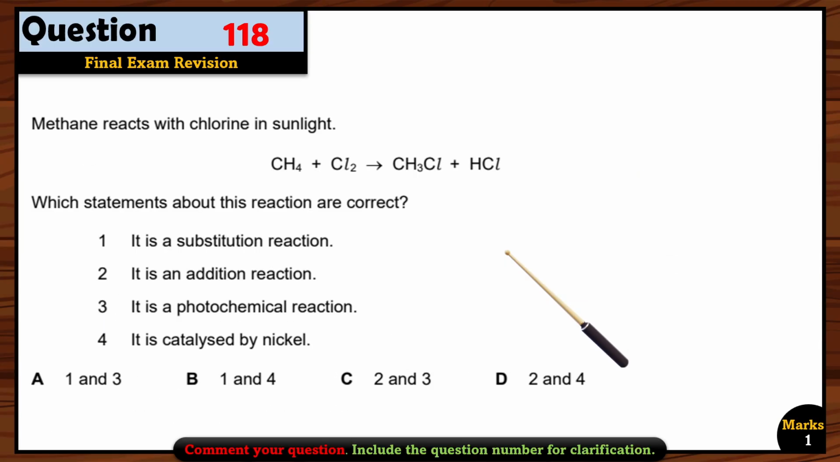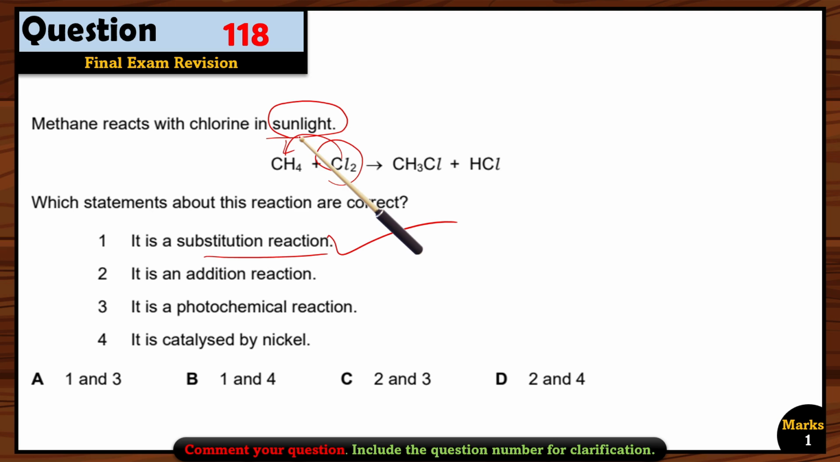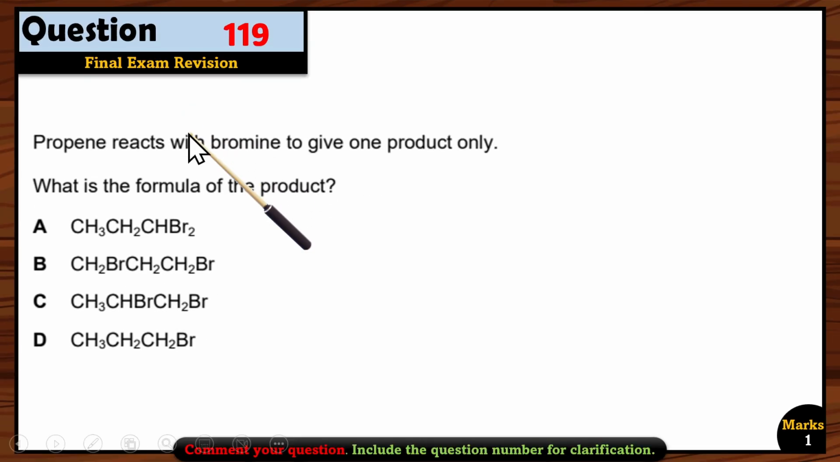Let's see question 118. Methane reacts with chlorine in sunlight. Which statement about these reactions are correct? First of all, methane belongs to the alkane group. So alkanes can only do the substitution reaction. They cannot do addition reaction. So substitution reaction is the only right option. And the second one, to react with the halogen, they need the sunlight. Can you see over here? Sunlight means it is a photochemical reaction. So 1 and 3 is the right option. Option A is correct.